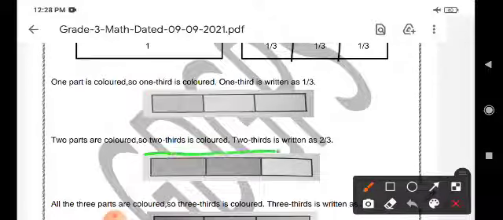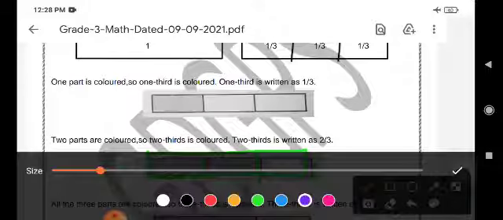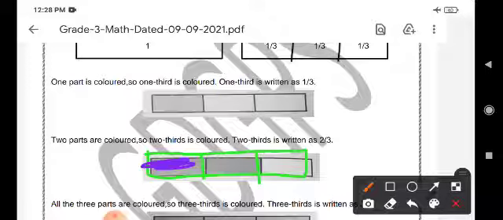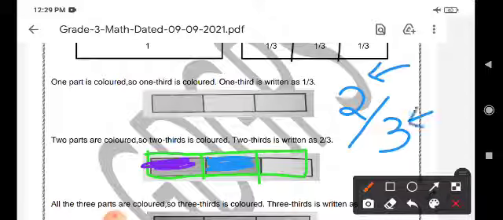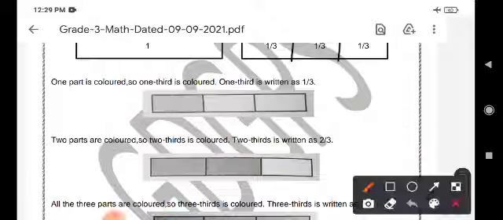If 2 parts are colored of the same strip that is divided into 3 parts, for example, this is colored and this is colored, what do we say? We say 2 parts are colored out of 3. That means we have to write 2 in the numerator and 3 in the denominator, separated by this bar. 2 divided by 3. 2/3 is written as 2/3 and it is shown like this.